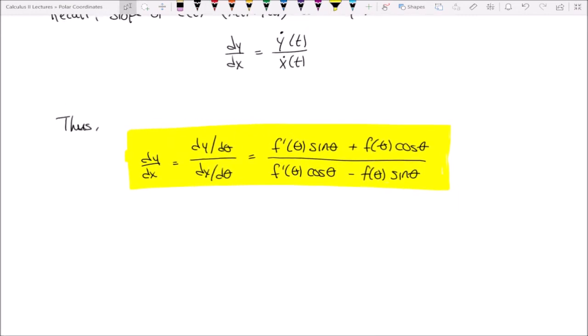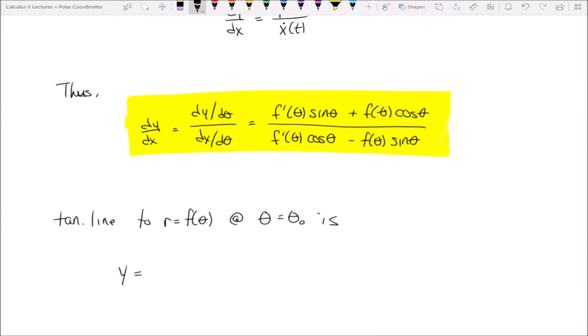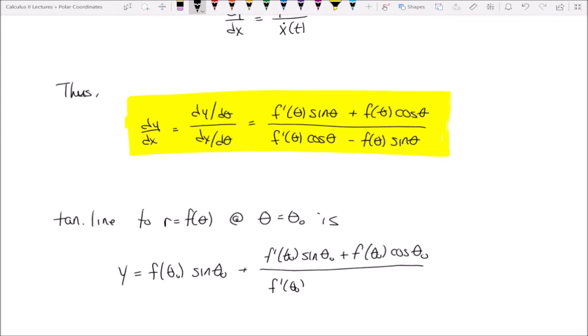What this says then is the tangent line to a polar curve r equals f of theta at some point theta equals theta naught is y equals f of theta naught sine of theta naught plus f prime of theta naught sine theta naught plus f of theta naught cosine of theta naught, over f prime theta naught cosine theta naught minus f theta naught sine theta naught, all times x minus f of theta naught cosine theta naught.